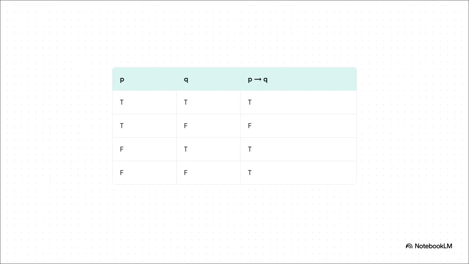Now, don't let the table scare you. The only thing you really need to remember here is that the whole statement, P implies Q, is only false in one very specific situation: when the if part, P, is true, but the then part, Q, turns out to be false. That's it. It's like a broken promise. In all other cases, the logic holds up.